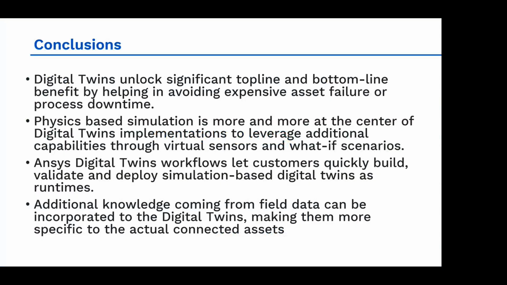In conclusion, if you look at digital twin, it unlocks significant top line and bottom line value for any expensive asset failure. It is physics based, so you are keeping the physics intact. You're not changing it just by playing around with numerics. Customers can quickly build it, validate it, and deploy it. And the very fact that you are validating the reduced order model gives a huge amount of confidence on the solution.